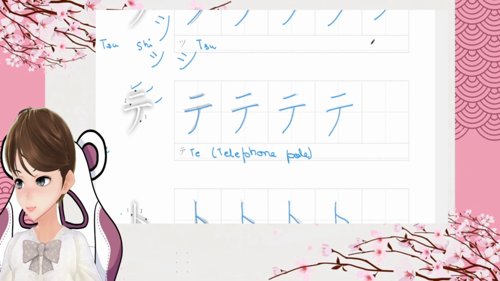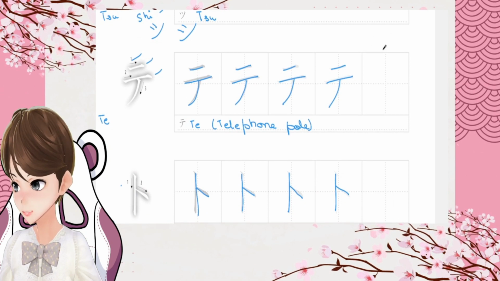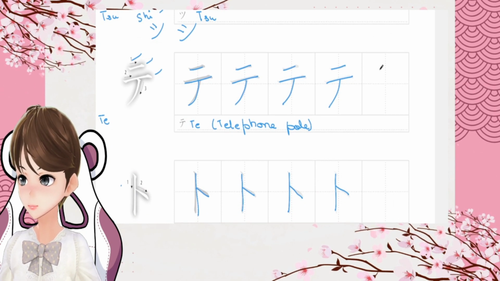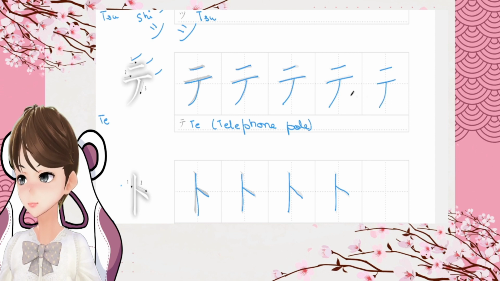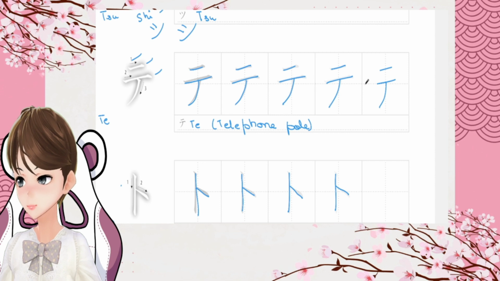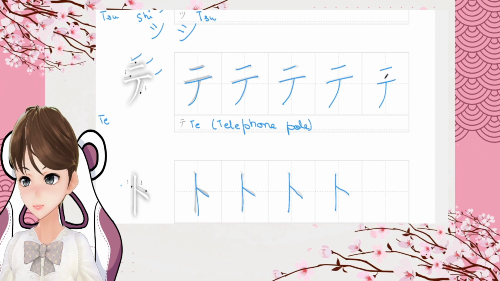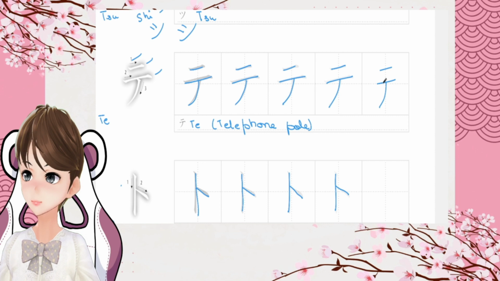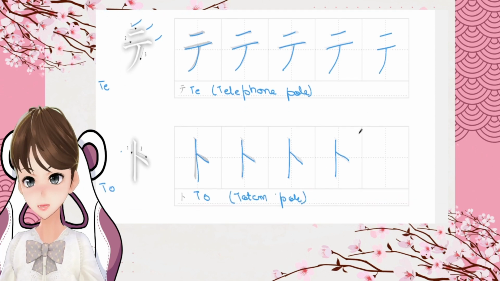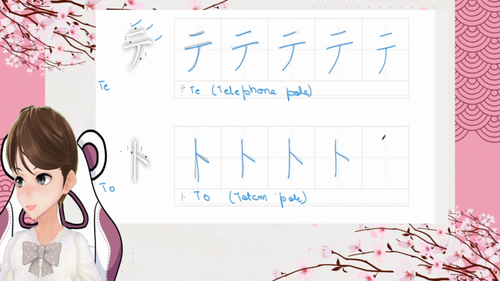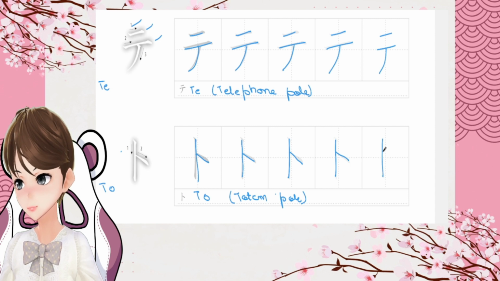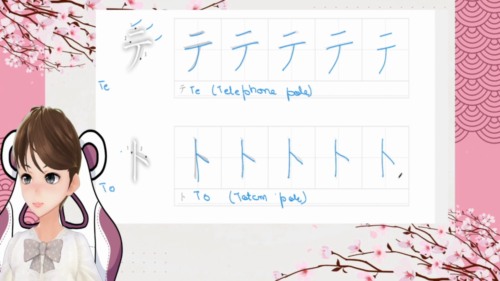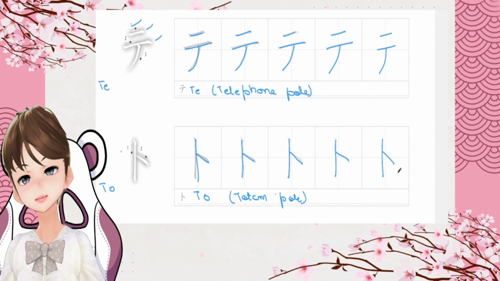The next character is the te character. We have 1, 2, and 3. And the way to remember the difference between te and chi is that in te, these two lines don't connect, whereas in chi, these two lines connect. The last character in the T line is the to character, which almost looks like a totem pole. And this is the way to write it. So that's all the characters in the T line.